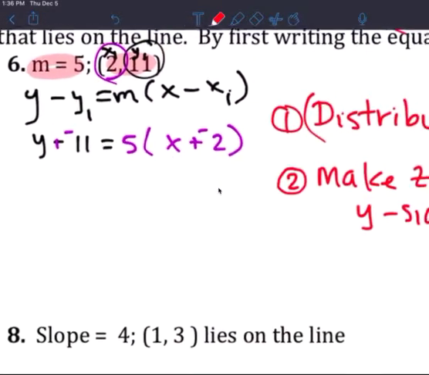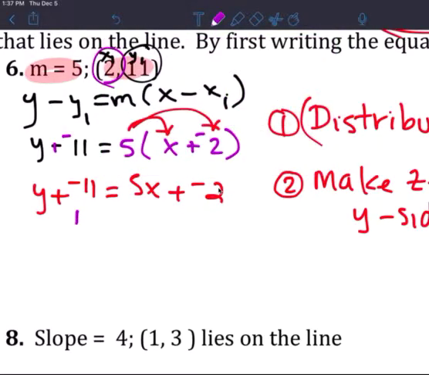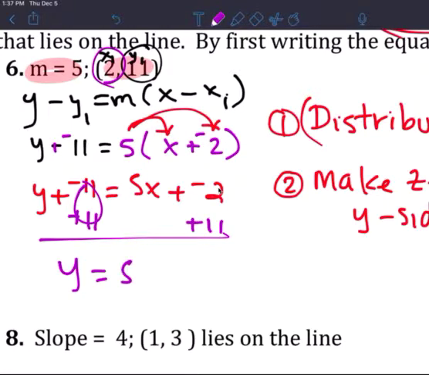So distribute first. 5x plus a negative 2y plus a negative 11. Add 11 to both sides, make 0 on the y side. Get y equals 5x plus 9. So the y-intercept is 9.